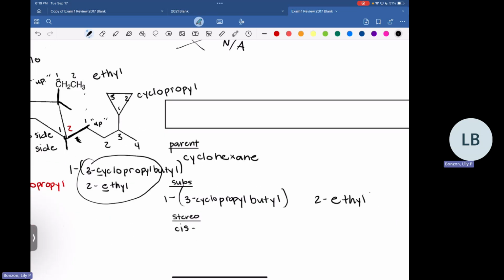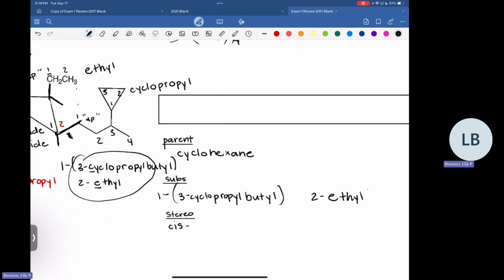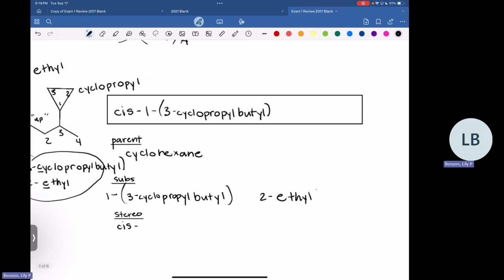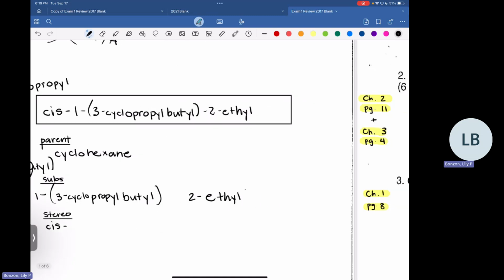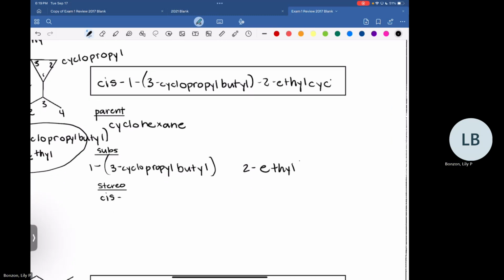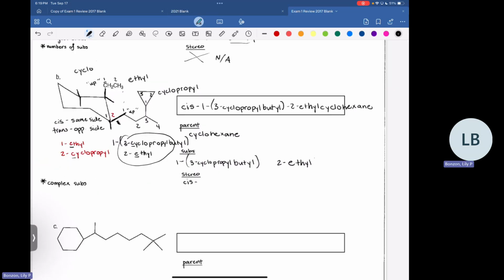So now we have all our pieces. We can just throw it all together. Stereochemistry always goes first. So we're going to do cis, and then our substituents. So 1, remember the parentheses for the complex substituent. And then 2 ethyl. And then our parent chain was the cyclohexane. Okay, any questions on that one?